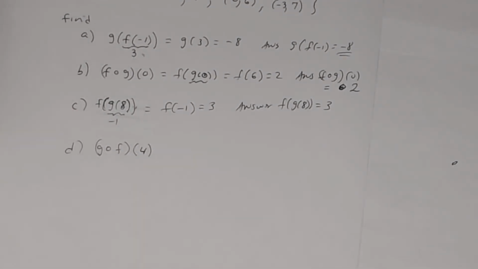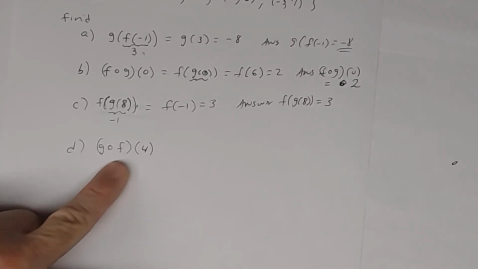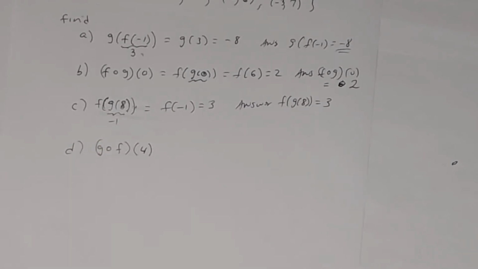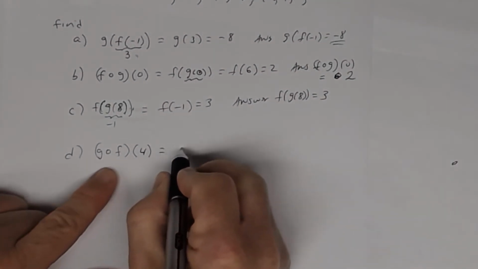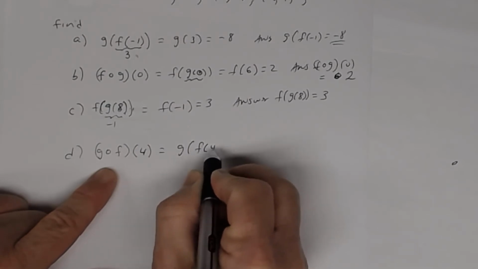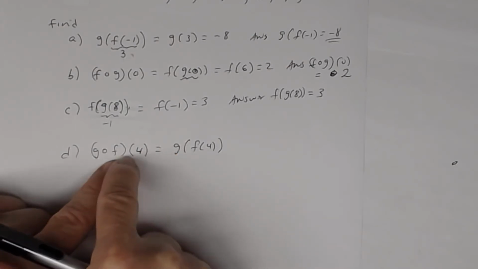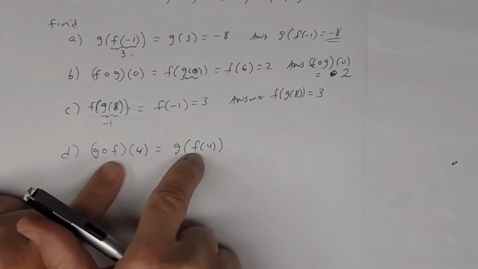In this one, g composed with f at 4. Remember, the first thing you have to do is write out what it means to make it look like this right here, like in C. So you want to change the notation here. By definition, this means g of f of 4. G is listed first, f is listed second, f is inside this part here. So we got to find f of 4 first.